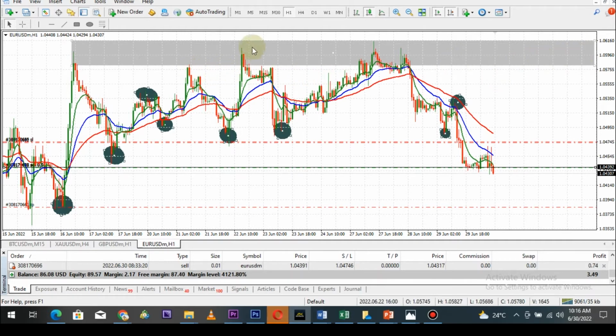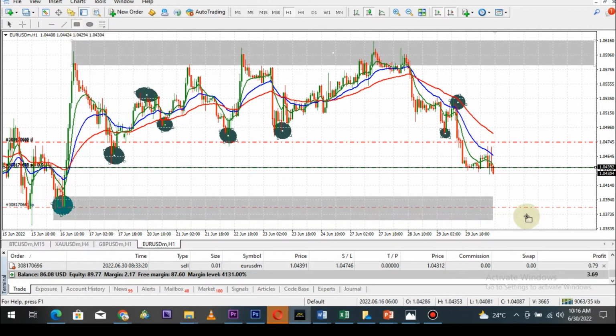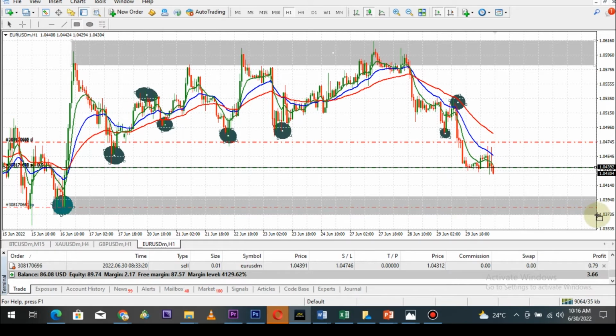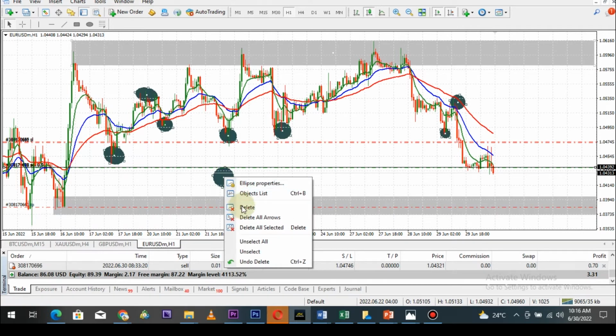So we'll pick the rectangle tool and draw out this zone to the future. The reason why we're drawing it to the future is because price usually reacts in this kind of places. We'll see an example just shortly. So we can draw this one out to the future.